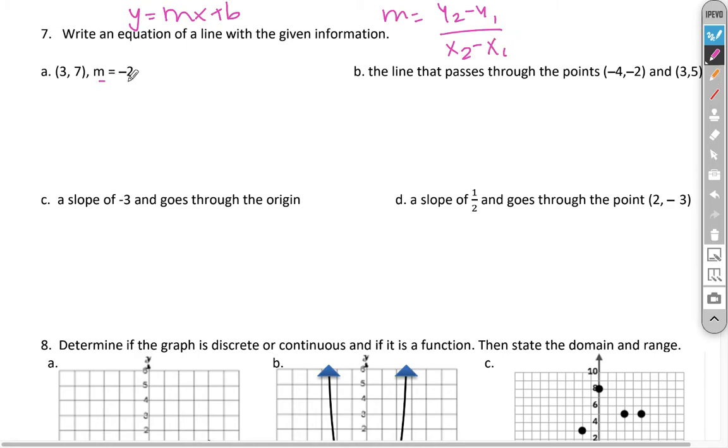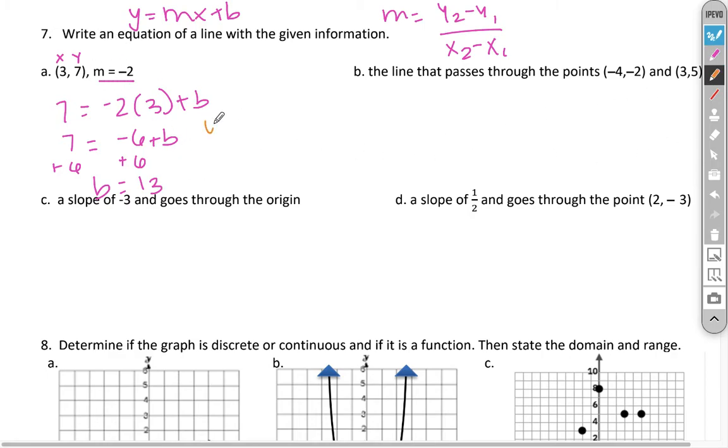So here we're already given our slope, but we don't have a b, so we need to solve for b using this formula right here. So this is our x and our y, so we have 7 equals negative 2 times 3 plus b, which makes it 7 equals negative 6 plus b. We're going to add 6 to both sides, and we get b equals 13. So now we know b, we know m, we can write our equation. We'll have y equals negative 2x plus 13. So this is your answer.